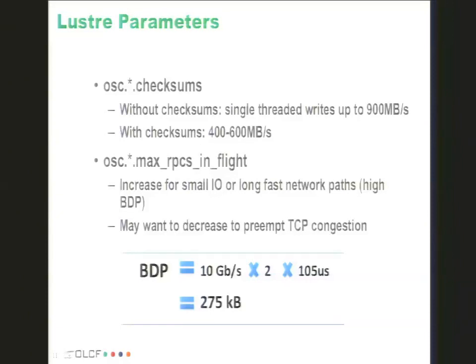Another reason you might want to tune this is if you have a really long, fast network path, where you have a high bandwidth delay product. In our case, this was not at all the issue. At the bottom there's the bandwidth delay calculation for our network: 275 kilobytes, so a 1 megabyte RPC is easily going to saturate the network bandwidth. So it actually doesn't make sense with just 1 RPC, but if you had a long path and you had 10, 20 megabytes that could be in flight, you would want to tune up the max RPCs in flight.